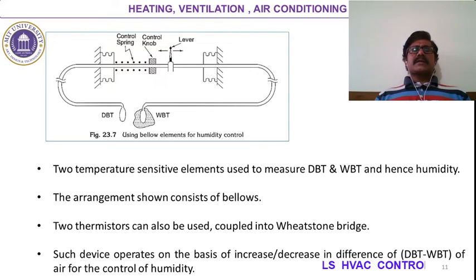Two thermistors can also be used coupled to the Wheatstone bridge in case of an electrical arrangement. Such a device operates on the basis of the increase or decrease in the difference of dry bulb and wet bulb temperature of the air for controlling the humidity. So the difference between this DBT and WBT forms the basis of the fundamental which helps for the control of humidity.